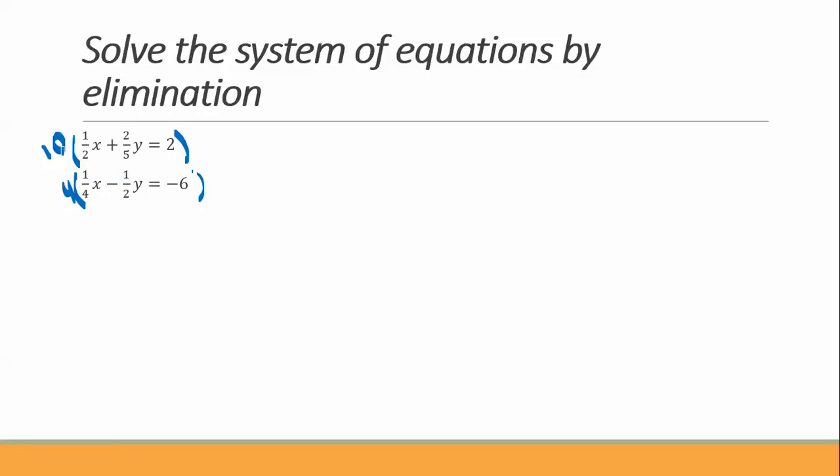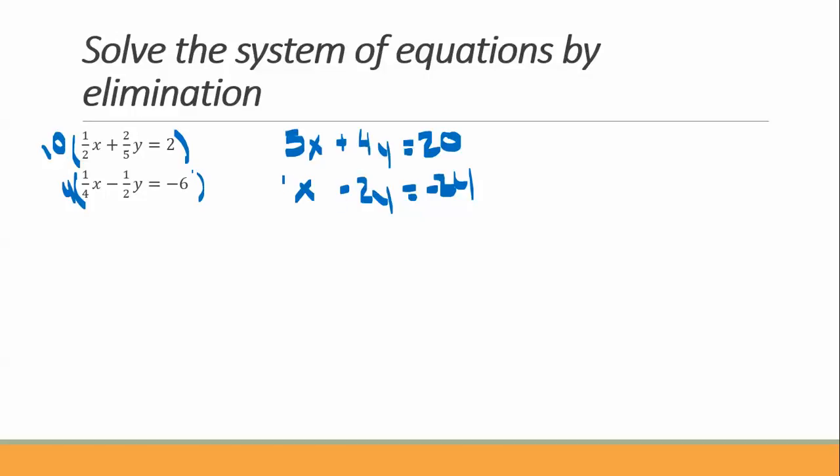So when we multiply the first equation by 10, we have 10 times 1/2 x, which would be 5x, plus 10 times 2/5 would be 4y equals 20. 4 times 1/4 x would be x. And 4 times 1/2 y would be minus 2y equals negative 24. Now see the x, we have 5x here and x here. Here we also have 4 and negative 2. This is plus and this one's minus.